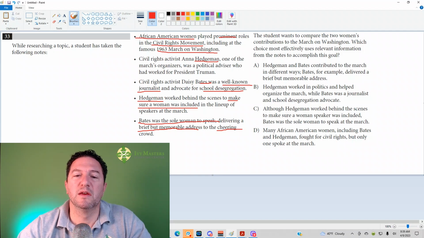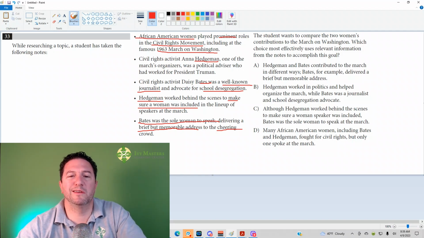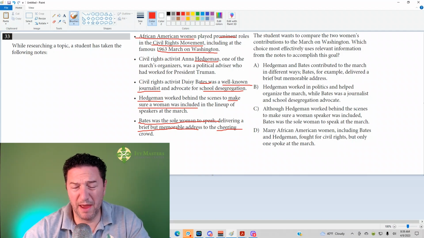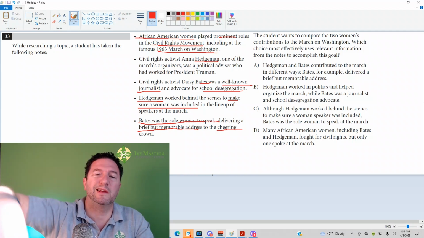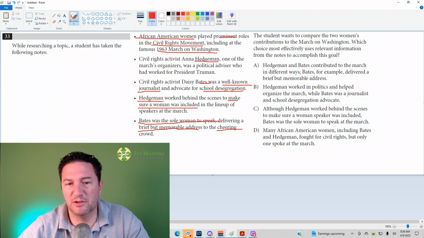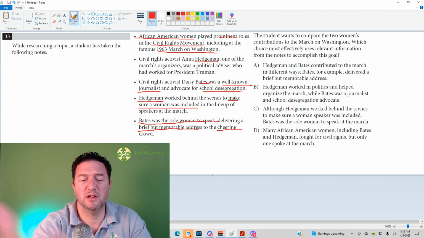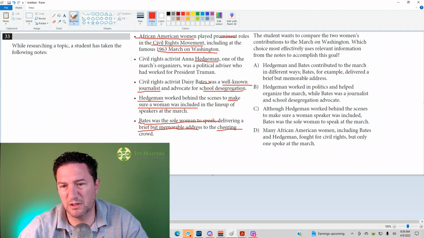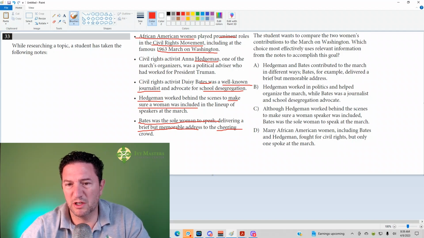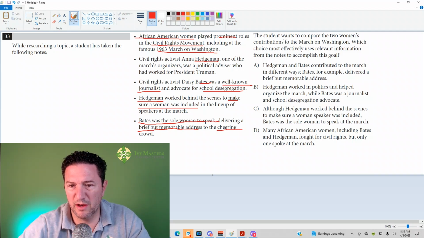So it's a good idea to underline as you go along, especially with a dry passage, because you're going to keep yourself engaged in the passage. And when it asks you a question, you can just run down your notes and have your answer straight away. So the question is, the student wants to compare the two women's contributions to the March on Washington. Which choice most effectively uses relevant information from the notes to accomplish this goal?